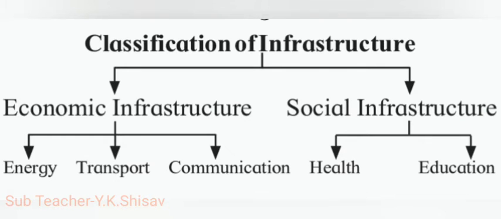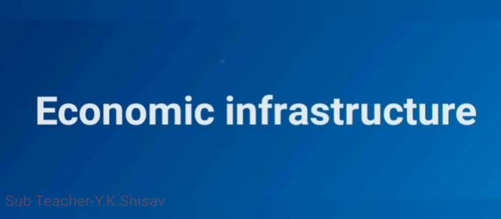So students, we can see classification of infrastructure. There are two types of classification of infrastructure. First, economic infrastructure, and second, social infrastructure. In economic infrastructure, energy, transport and communication. In social infrastructure, health and education. So we can first see economic infrastructure.